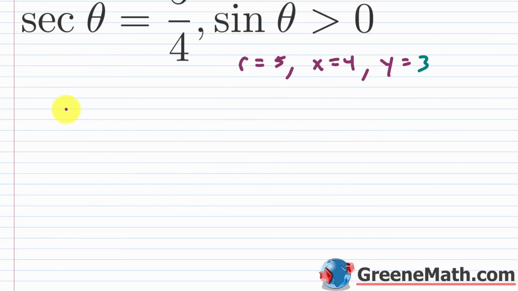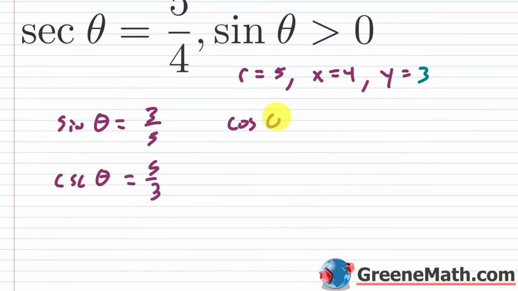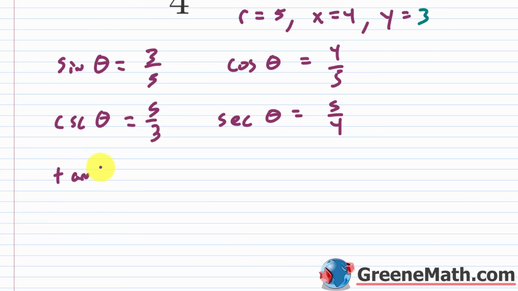And we'll say that the sine of theta is going to be y, which is 3, over r, which is 5. The cosecant of theta is the reciprocal of this, so this is 5/3. Then we have our cosine of theta, which is the reciprocal of the secant of theta, so this is 4/5. We're given the secant of theta, that's just 5/4. We'll just copy that. And then for the tangent of theta, this is y over x, so it's going to be 3/4.